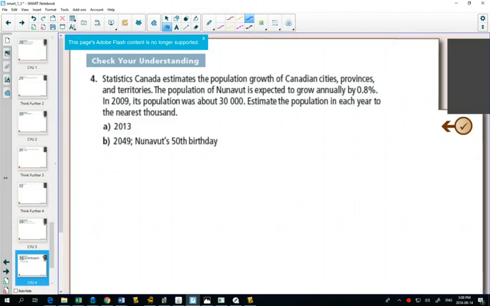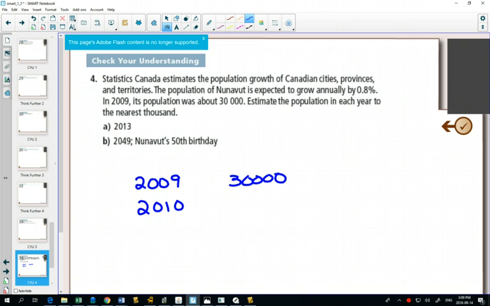Here we have a word problem. Statistics Canada estimates the population growth of different Canadian cities, and they predict Nunavut to grow annually by 0.8%. In 2009, the population was 30,000. So we can say in 2009, we know that the population is 30,000. What would it be expected to be in 2010 based on this data? Well, it's going to increase by 0.8%.